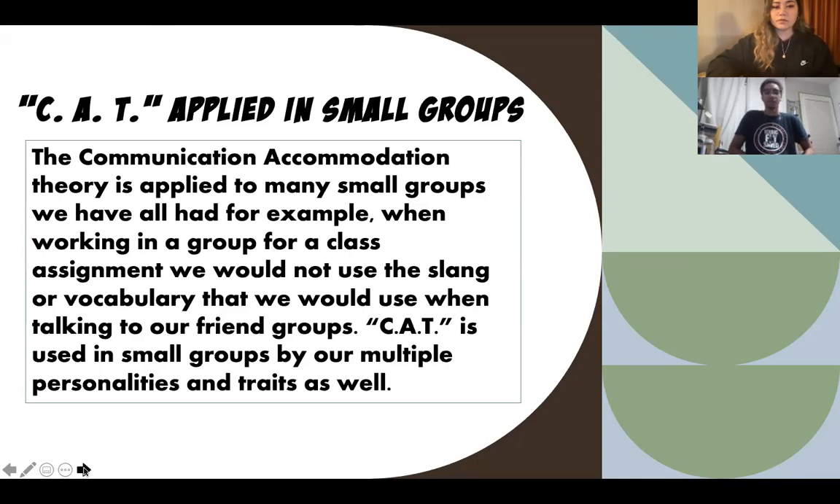The communication accommodation theory is used in small groups by our personalities and traits as well, because in a small group, usually of 4 to maybe 6 people, you have to really acknowledge all of the different personalities and the feelings that are in a group. You don't want to have a hierarchy because everybody wants to work efficiently to get a common goal finished. And if you don't use this theory, then it's going to be a lot of arguing, a lot of hierarchy, and a lot of friction between group members.